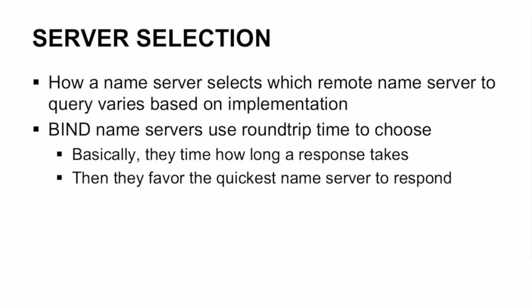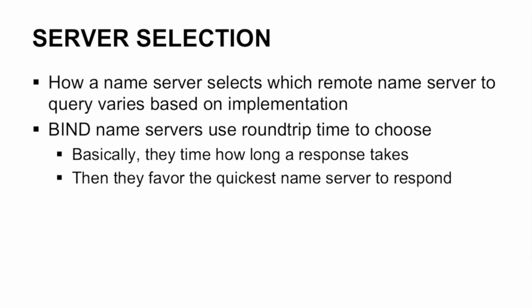Let's talk about server selection first. The various makes and models of name servers choose which name server to query based on different algorithms. The open source bind name server, one of the most popular implementations, uses an algorithm based on round trip time. Basically, bind name servers time how long it takes for remote name servers to respond to queries, and then remember that. Whenever a bind name server has a choice of authoritative name servers to query, it'll query the one that responded the most quickly in the past.